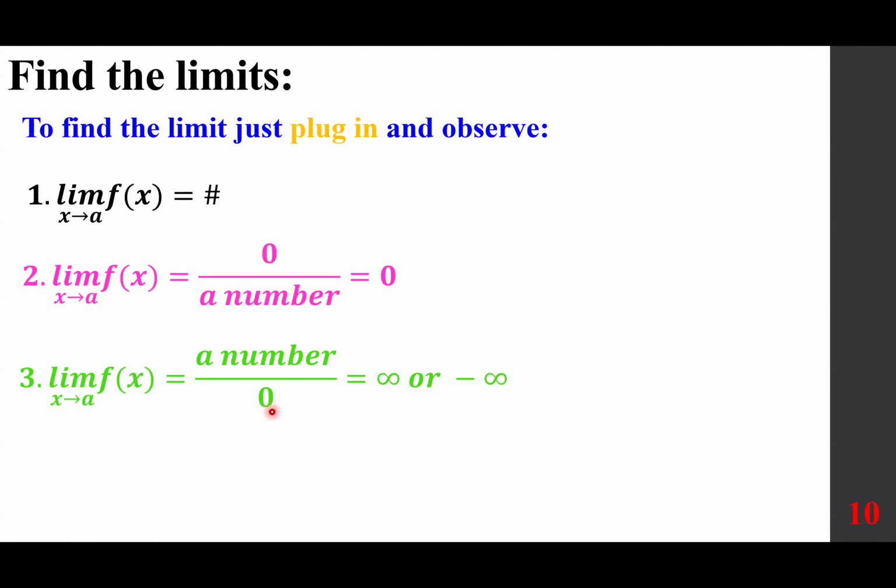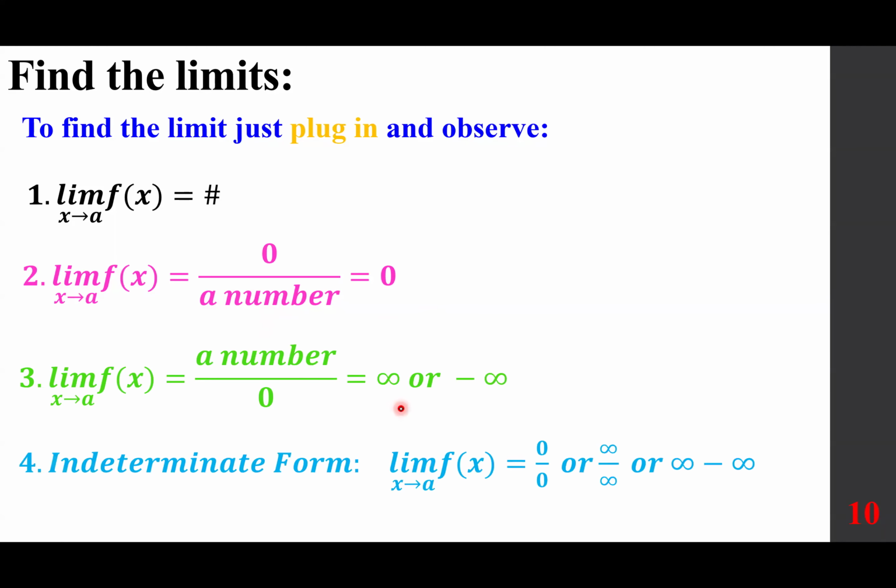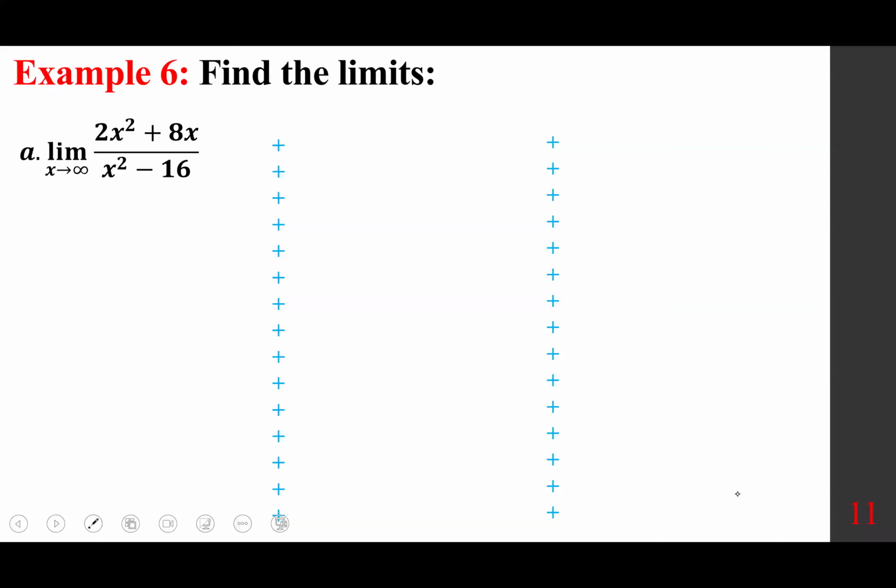Any number, the left and right, has the same sign except 0. 0 on the left side is negative, on the right side is positive, so it could create a positive or negative infinity. However, an indeterminate form is 0 over 0, infinity over infinity, infinity minus infinity, and there are other forms. That's what we come across mostly in calculus. So for example, right here, if I plug in, I get infinity over infinity, which is an indeterminate form.